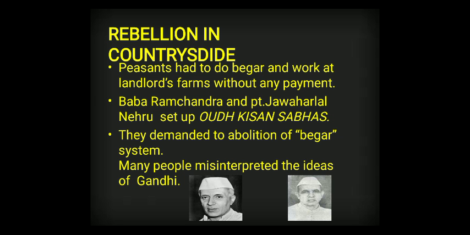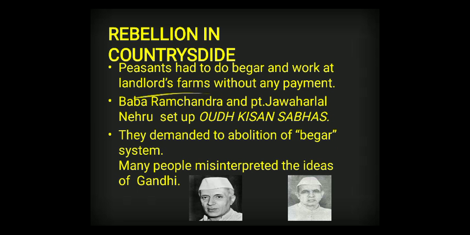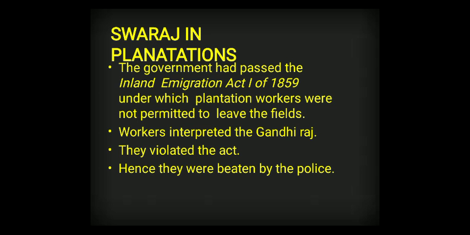Main demands, by Baba Ramchandra, who was also known as a sannyasi: before this, he had been to Fiji as an indentured labourer. His demands were reduction of revenue, abolition of begar, and justice against oppressive landlords. So he struggled a lot. Then later on you can see Swaraj in plantations. Workers who were working as plantation workers were also not far behind. They also came forward and participated in the non-cooperation movement.